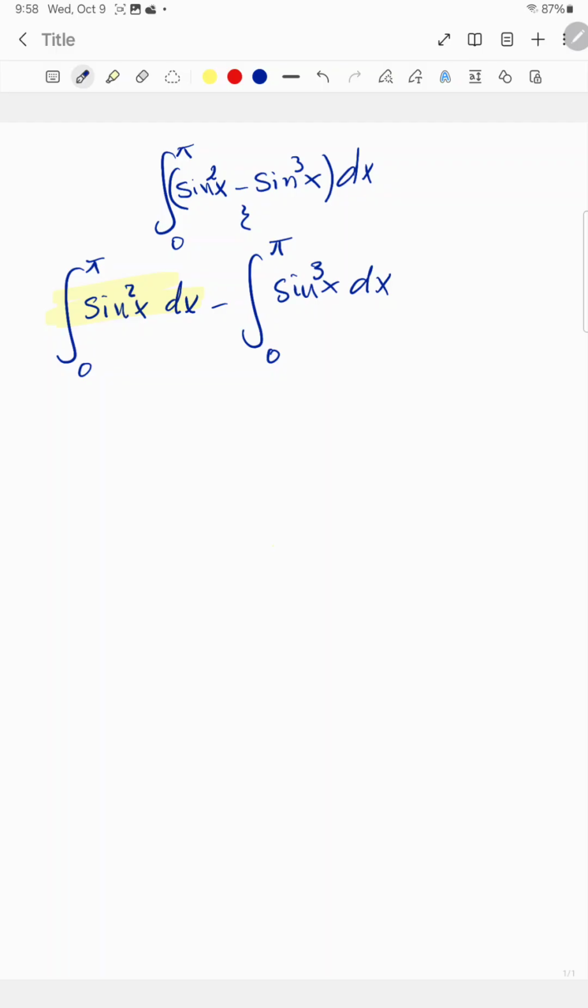So I'll work on the integral of sine squared of x. I know there is a trigonometric identity formula that says sine squared of x is equal to 1/2 times 1 minus cosine of 2x. This is one of the trigonometric identity formulas that I will be using here.